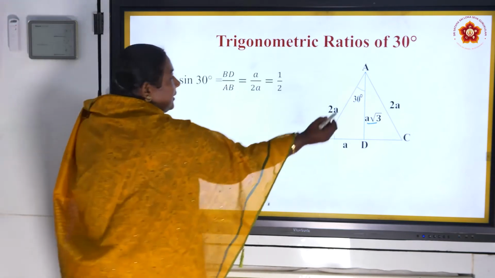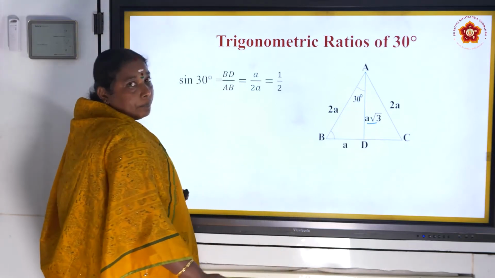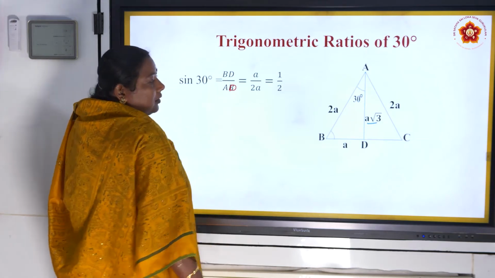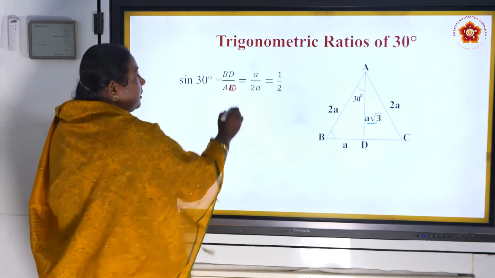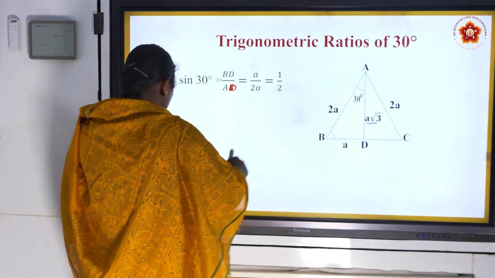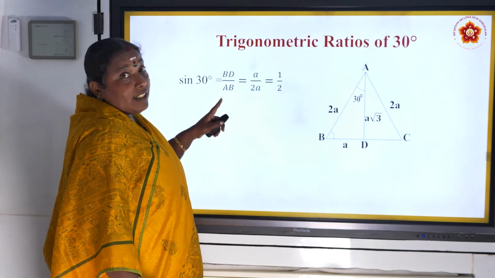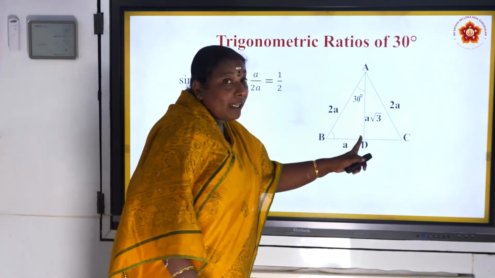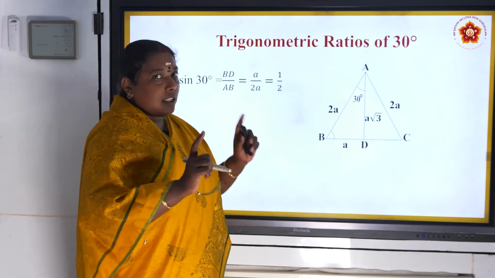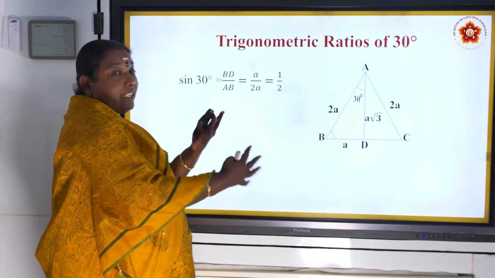Sine 30, opposite side BD by adjacent A root 3. BD by AD. So be clear with that. BD by, I'm writing wrong. See, BD by AB. Why is it AB? Why is it not AD? Because AD is my adjacent side. AB is my hypotenuse. That is why we have to be very clear.